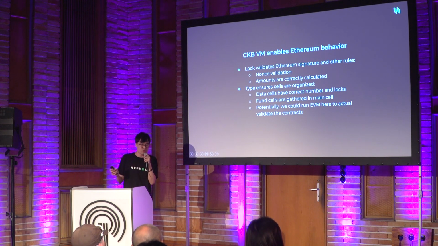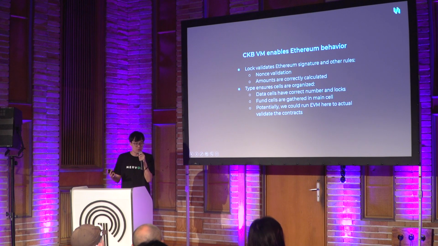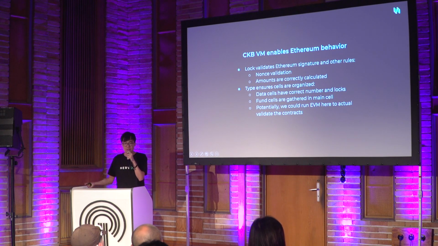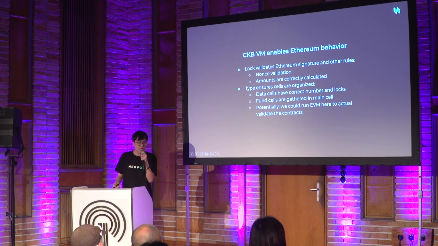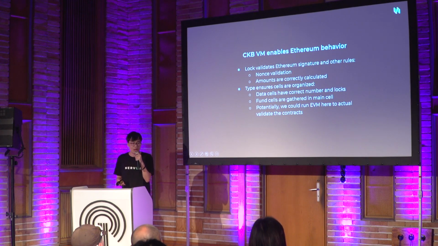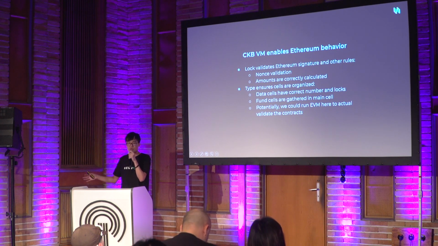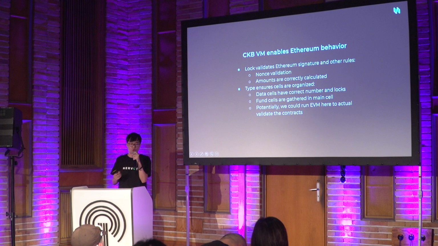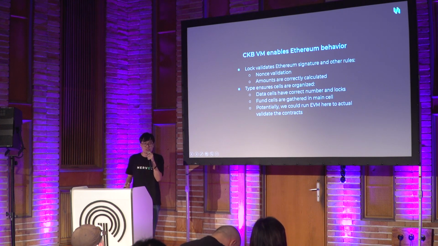What CKB VM ensures here is that with the lock and type, these two parts of the smart contract, we can validate a lot of the properties in Ethereum right now. So for example, in your lock contract, we can actually validate all the Ethereum signature validation. We can also validate the nonce. We also validate that when you're saying, I'm sending 100 Ether to someone, you actually do send 100 Ether to someone, and all your other funds stay yours. And what the type ensures, on the other hand, is the cell transformation part.